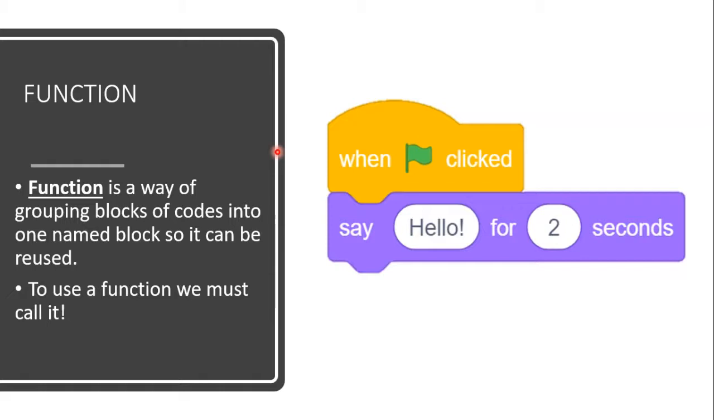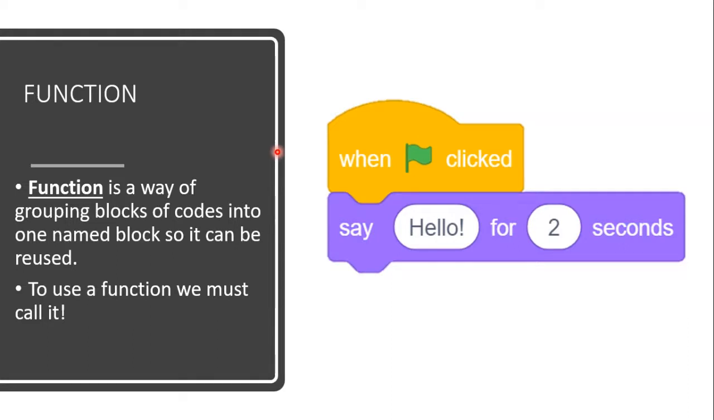So we're going to create a group of blocks. We group them together, and then we have to give them a name. The name should be relevant to what those blocks are going to be doing, so that we are able to reuse that block in different parts of our project when we are working on a project.